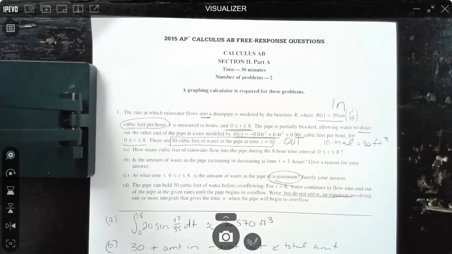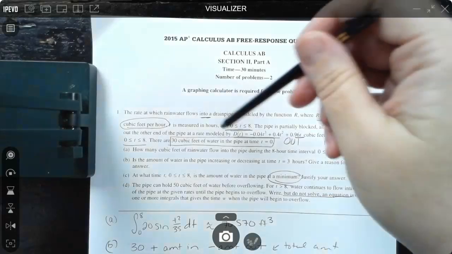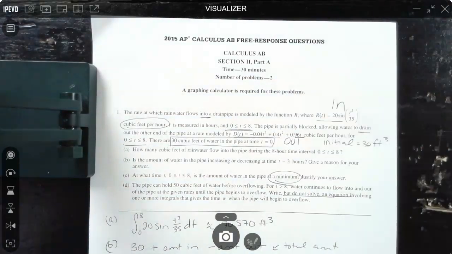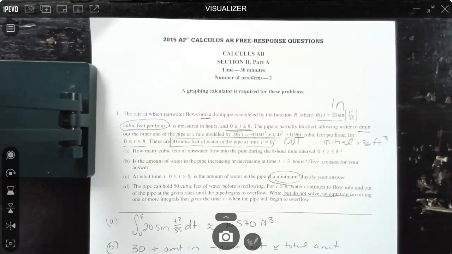So this one was a lot of rates. I did my usual, I always completely dissect the problem before I start so I can wrap my brain around what's happening. So I've got water going into a drain pipe. I've got an equation for that. So that is a rate, which is already a derivative. Keep that in mind. I'm going from 0 to 8 hours.